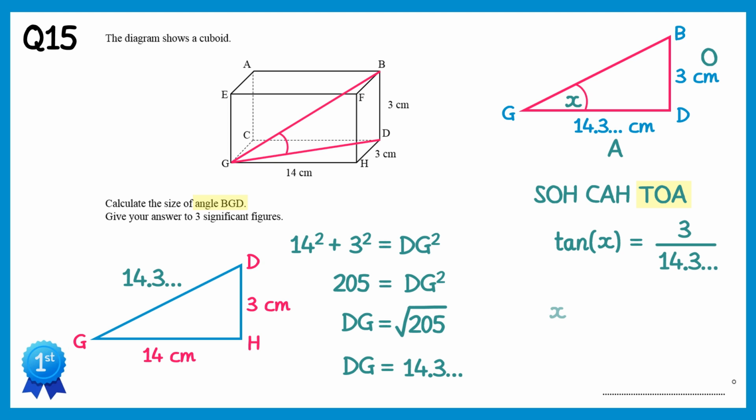To find X then, you just do inverse tan of this, so inverse tan of 3 over 14.3, and if you type this into your calculator and round to 3 significant figures, you'll get 11.8. Take care on this question to make sure you use the full number for the 14.3. Don't round it off here. If you're unsure, you could use the square root 205 instead of the 14.3.